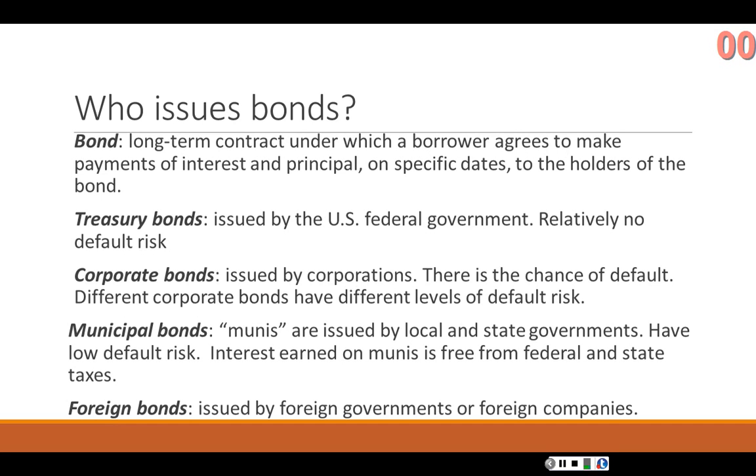Treasury bonds are issued by the federal government and have relatively no default risk. Corporate bonds are issued by corporations. There is some chance of default, and the default levels vary by company. So we're going to talk about bond ratings in a little bit. Municipal bonds, also known as munis, are issued by local and state governments. They have fairly low default risk. And the interesting thing about municipal bonds is that the interest earned on these municipal bonds is free from federal and state taxes. Foreign bonds are issued by foreign governments or foreign companies.